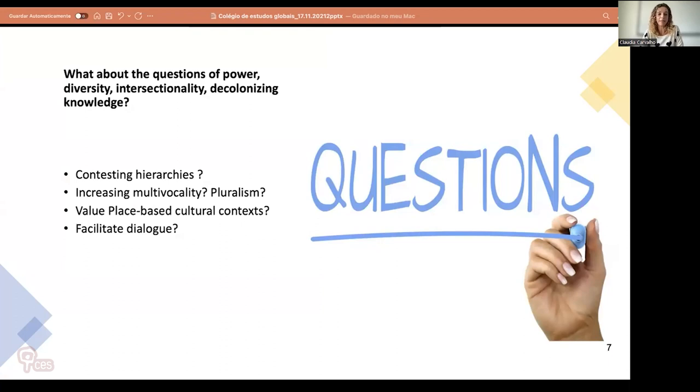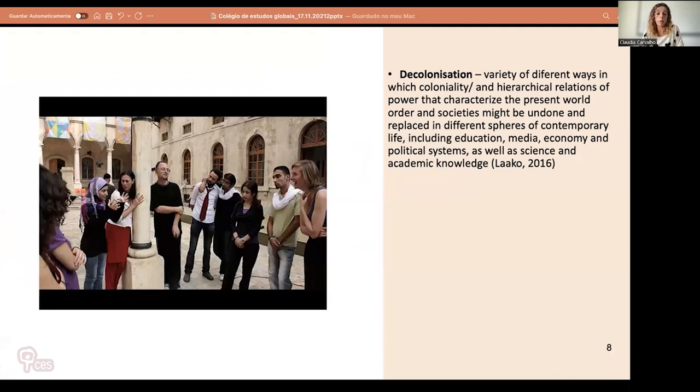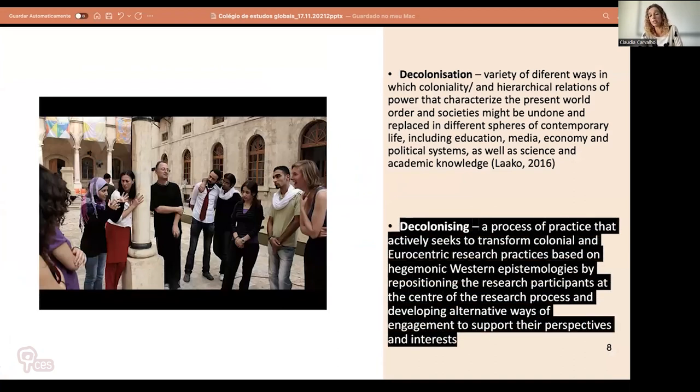So what about power? We've been hearing about that. What about the question of power, diversity, intersectionality, and decolonizing knowledge? Are we able, through these approaches, to contest hierarchies, to value place-based cultural contexts, and how do these approaches facilitate dialogue among different groups? And the question of decolonization has many definitions, but I'll bring you two of them. I can share the PowerPoint with you, and some of these references are also accessible at the end. We know there's a variety of ways in which coloniality and hierarchical relations can characterize the present world in our societies.